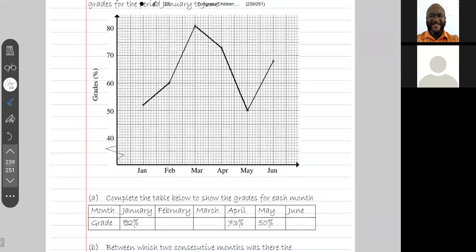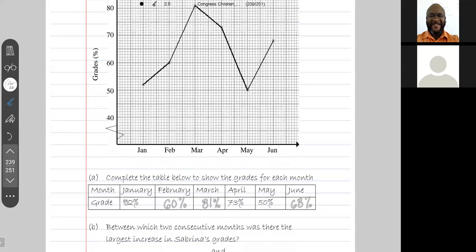So to complete the table, we have to put in the missing values. In February, Sabrina's grade was 60%. In March, it went up to 81%. So you want to ensure you read these values correctly. And lastly, in June, it was, that looks like 68%.